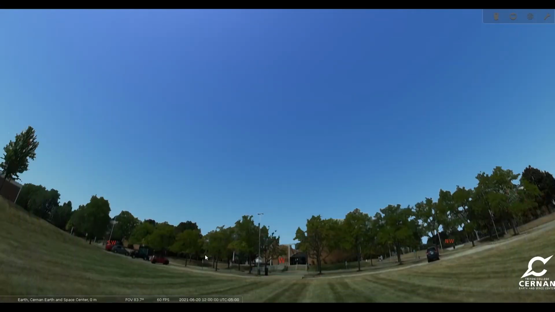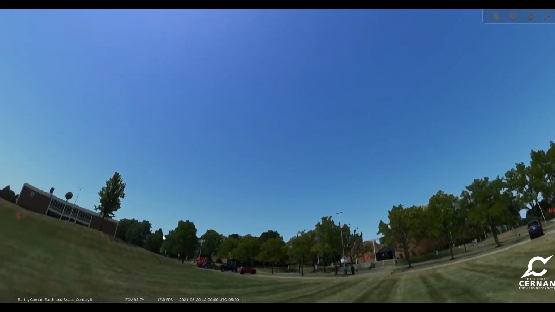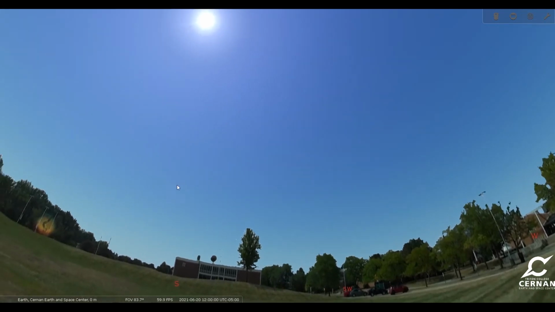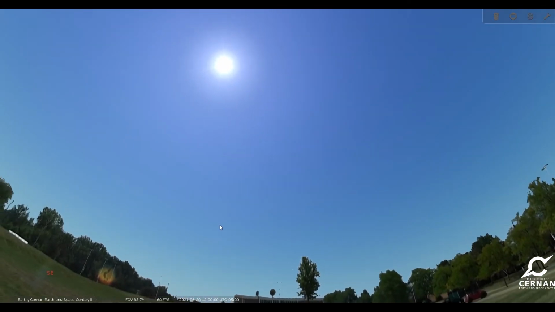So here we are, standing in front of the CERN Earth and Space Center. We have our date set for June 20th. It'll be the day of the summer solstice. And our time is set for noon. So we're looking at our daytime skies right now instead of our usual nighttime. And this is near the point where the sun will be at its highest point for the year, high up in the sky.